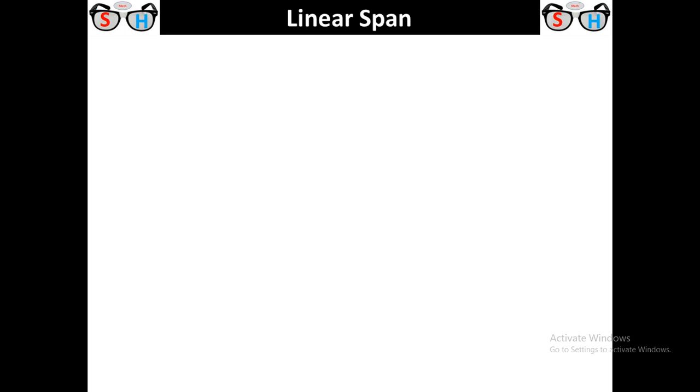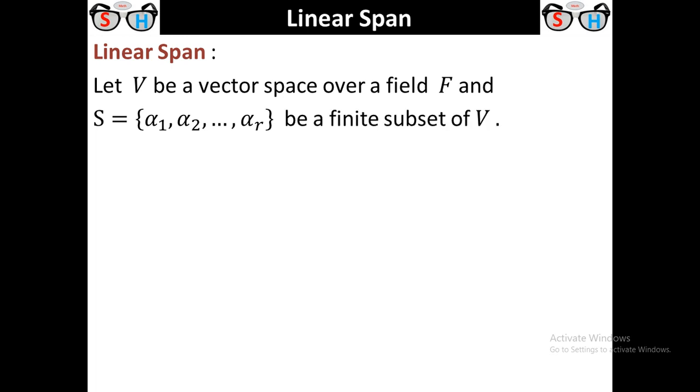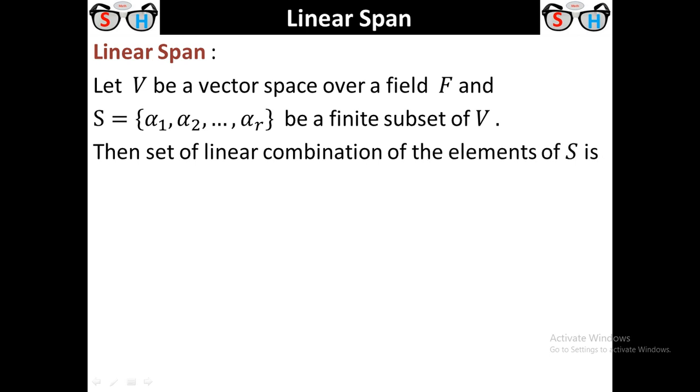At first I give the definition of linear span. Suppose V is a vector space over a field F and S is a finite set containing r elements alpha 1, alpha 2, ..., alpha r. It is a finite subset of V. Then the set of all linear combinations of the elements of S is called the linear span, and it is denoted by L(S).